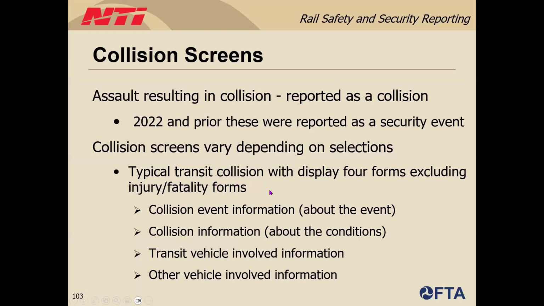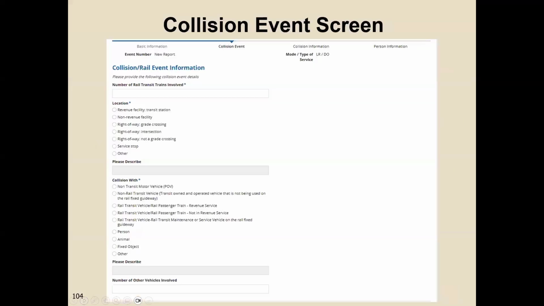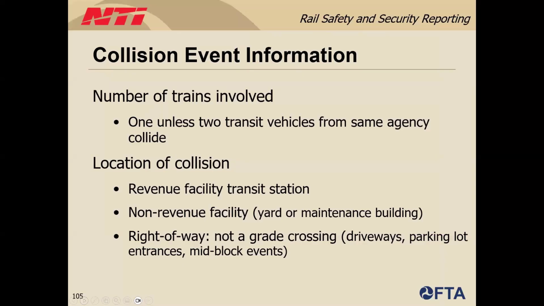Okay, so in completing your collision forms, there are 4 collision forms that appear based on your selections on that setup screen too. So that's the collision event information form, the collision information form, the transit vehicle involved form, and if applicable, the other vehicle involved form. So this is a snapshot of the collision information screen. All right, so we're going to go through all these data points directly. The first is, again, the collision event screen.